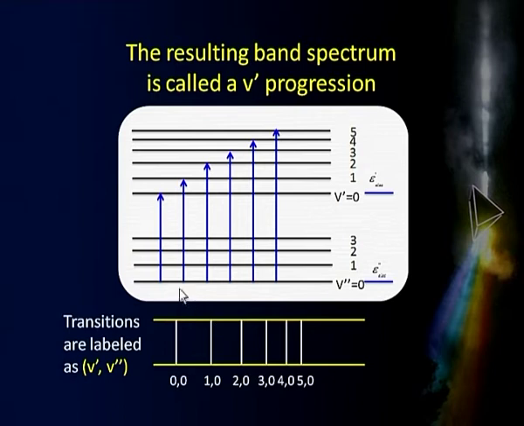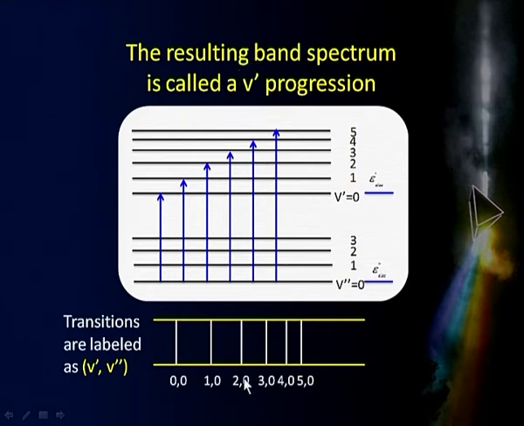So, similarly, the next transition from here to here will be the 1 0 transition. That means it starts from 0 and goes to level number 1 here. So, this will be 2 0, 3 0, 4 0, and 5 0 transitions there. Basically, the spectrum is called a band spectrum, because it constitutes a series of lines which put together is called a band, and this band, as I mentioned earlier, is referred to as a V prime progression, because this is where the transitions are leading to.